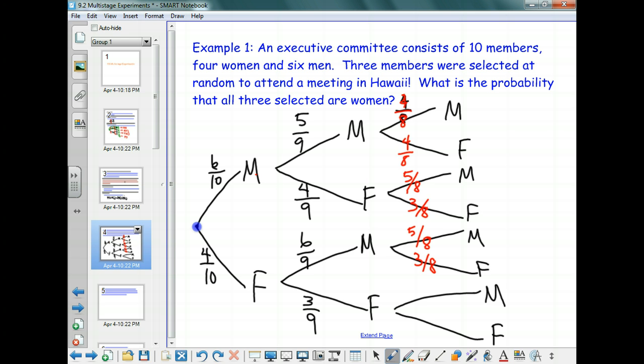All right. This last piece, I've already selected 2 women to go on the trip. Right? So how many men are still in the hat? 6. The same 6 I started with out of 8. How many women are left in that hat? 2 out of the 8.